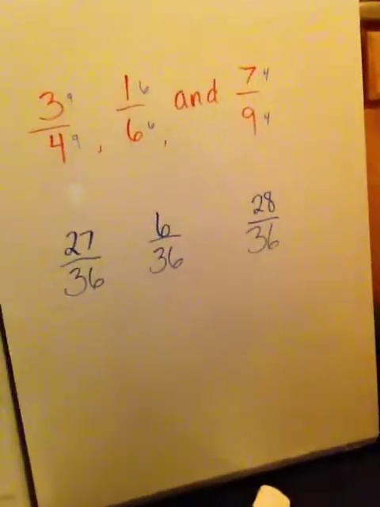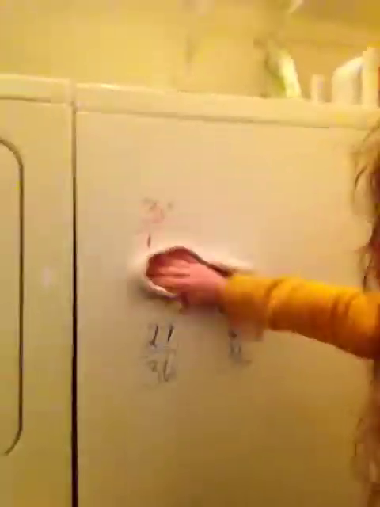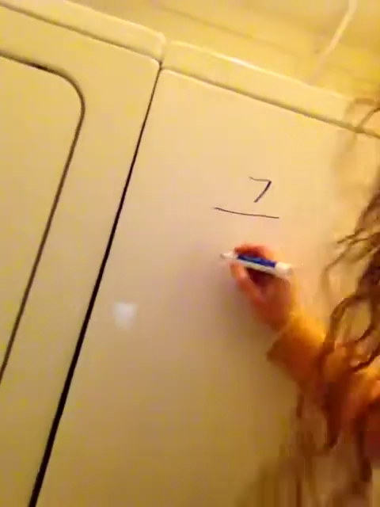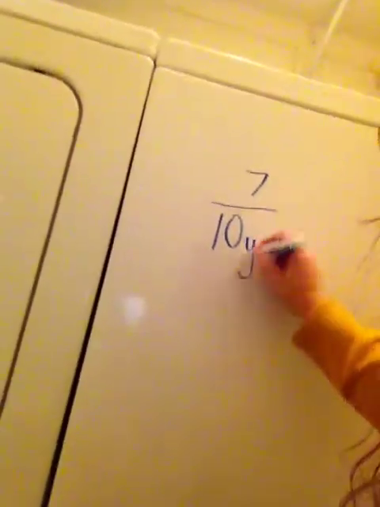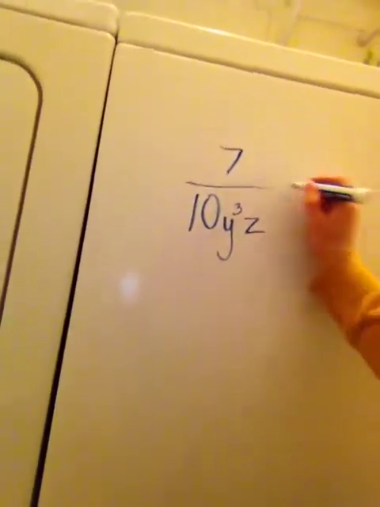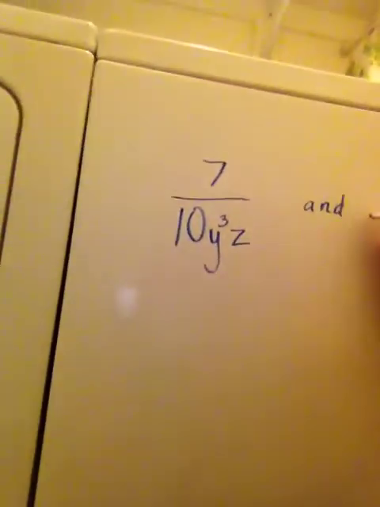So I just walked you through the whole problem, even though I said I was just going to set it up. That's okay. Let's do one with variables and we are done. Okay, so variables, let's do, how about 7 over 10y to the third, sorry, I've got to see what it says, z, and 5z over 6y.